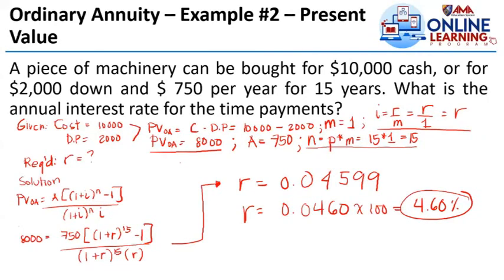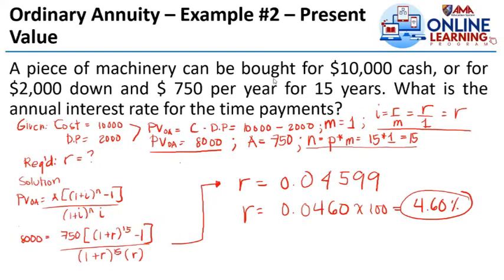So given, yung cost ng machinery is 10,000. Yung down payment is 2,000. So, kung gusto mo siyang utangin, yung cost minus the down payment, so 10,000 minus 2,000, so yung PVOA natin, yung present value ng piece of machinery natin is 8,000. Okay? Yan na lang yung babayaran mo. Yan na lang yung isubject mo to ordinary annuity.